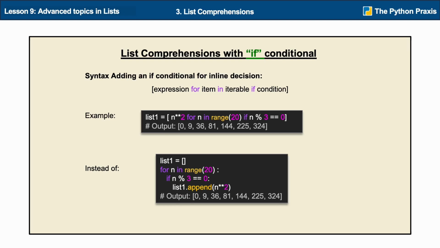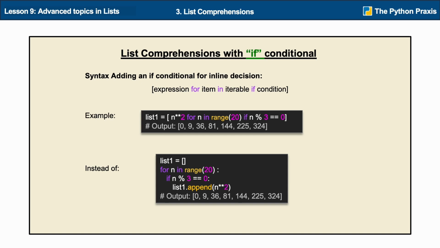We can also have a list comprehension with an if conditional. The syntax for adding an if conditional for inline decision is: we start the line with an expression followed by the keyword for, then comes the item, a variable name followed by the keyword in. After that is the name of the iterable, followed by the keyword if and a condition. All these in one line.